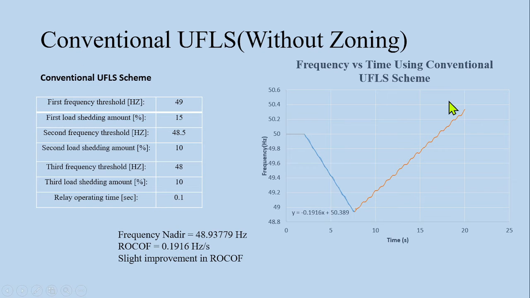Now we apply a conventional UFLS scheme without zoning. We can see the scheme here. We have set three frequency threshold values at 49 Hz, 48.5 Hz and 48 Hz. Load shedding amount at 49 Hz is 15%, at 48.5 Hz it is 10%, and at 48 Hz it is also 10%. From the output graph, we observe that the frequency excursion is stopped. Here, frequency nadir is 48.93779 Hz and ROCOF is 0.1916 Hz per second, which is a slight improvement from before.